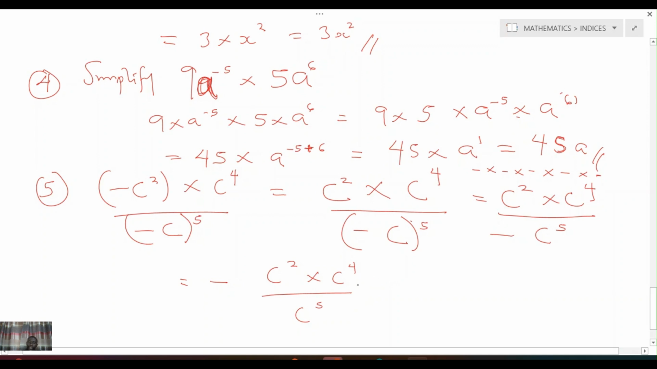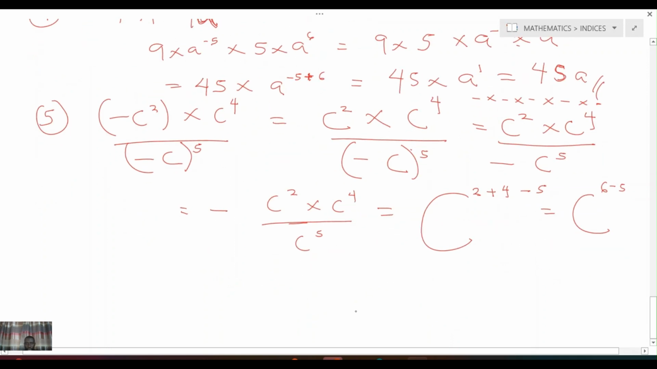Now, this will be the same thing as c raised to power 2. Because of this times, we are going to add the power, which is 4. And because of this division, we are going to subtract this power, which is 5. And this is equal to c raised to power 6 minus 5. And this will be equal to c raised to power 1, which is equal to c. That's the final answer.